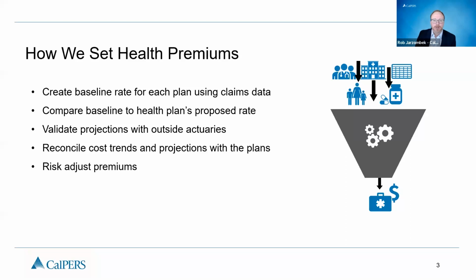Then we risk adjust premiums using the risk mitigation strategy approved by our board in 2020. Doing this allows us to price plans based on the value of their benefit design and network, rather than on the concentration of healthy or unhealthy members in a plan. This pushes the plans to compete on the cost and quality of care they provide, instead of on their ability to attract younger and healthier members. I'll talk about risk adjustment a bit later in the presentation.